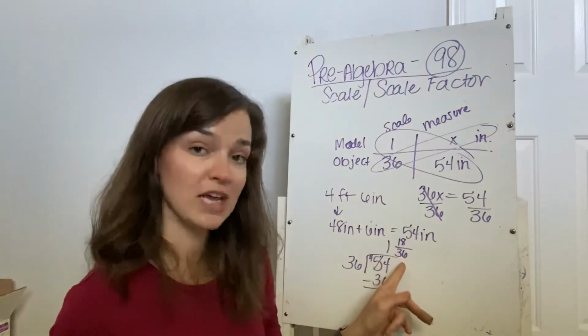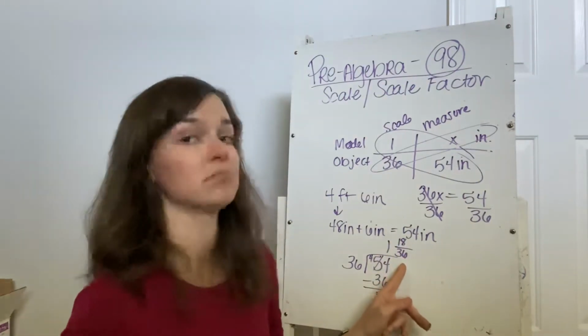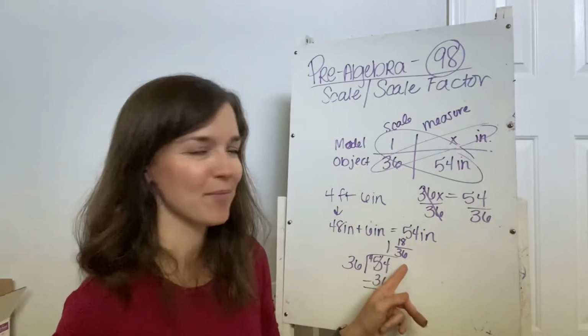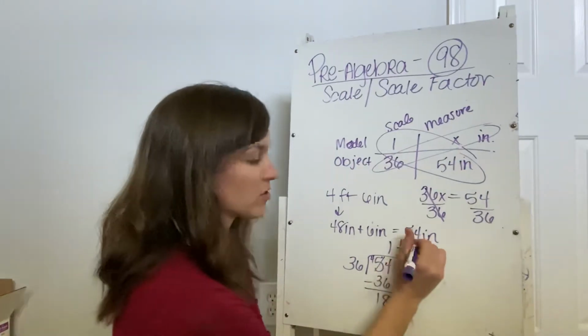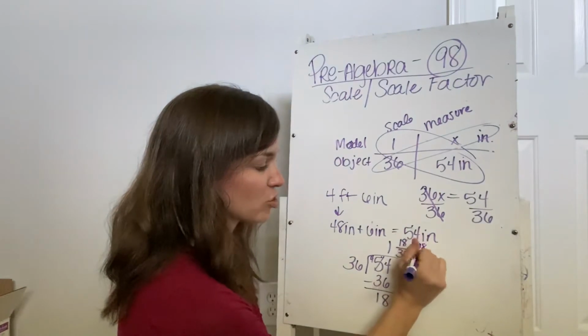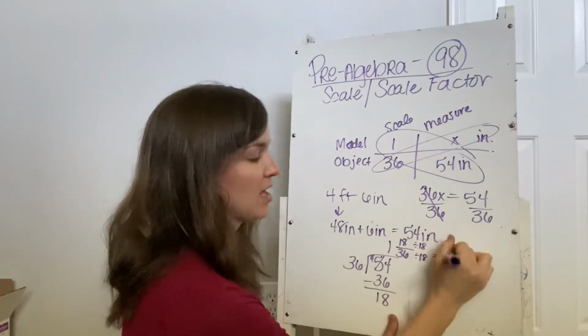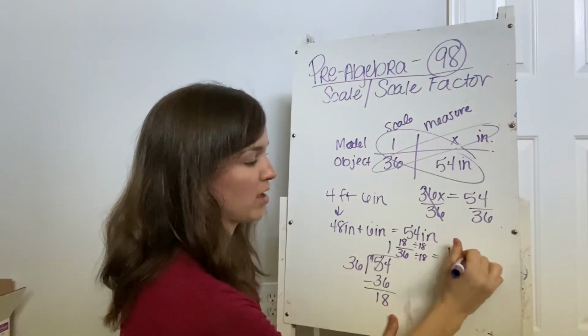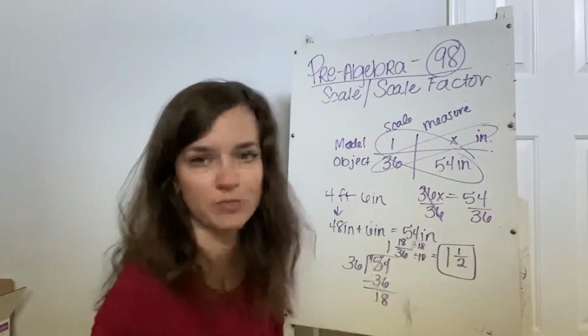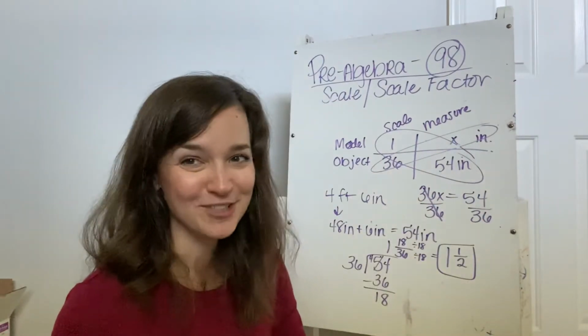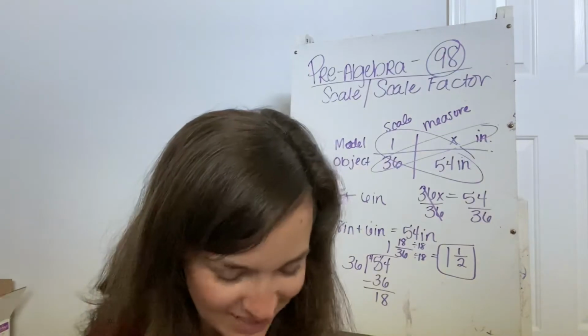Can we still reduce 18 over 36? Yes, we can. Good job. So 18 over 36, both of those can be divided by 18. So we are going to divide by 18 there and get 1 and 1 over 2. Okay, you guys are doing great. Hang in there. We're almost done.